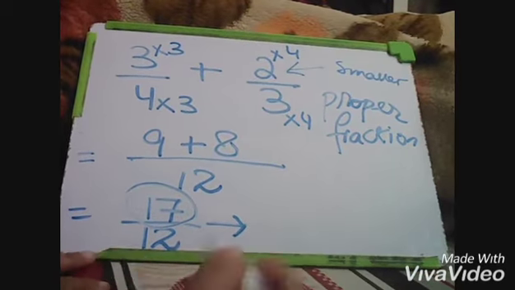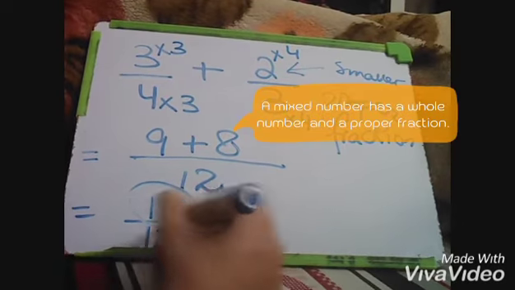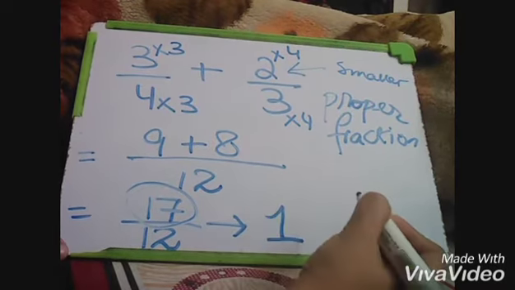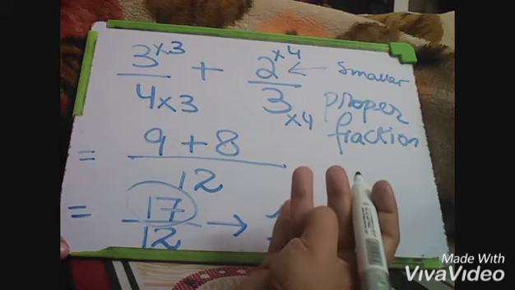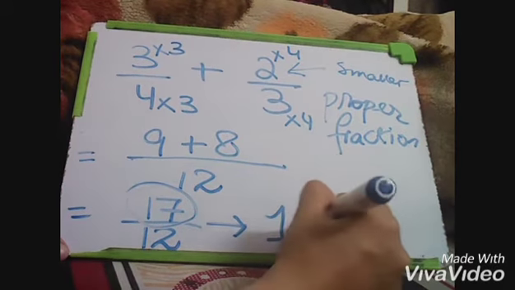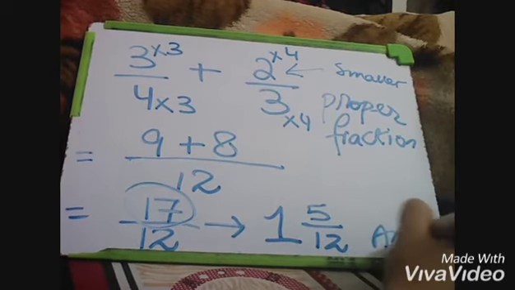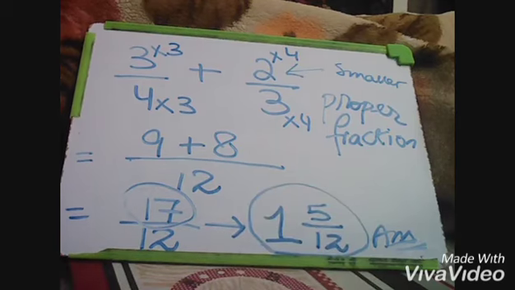And what is a mixed fraction? A mixed fraction has a whole number as well as a fraction. So 17 is going to be divided by 12. This means 12 ones are 12. And how many are left? 13, 14, 15, 16, 17. That makes it 5 over 12. So now this is our complete answer in a mixed number.